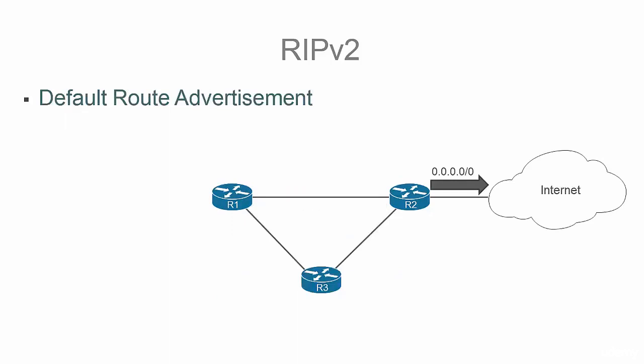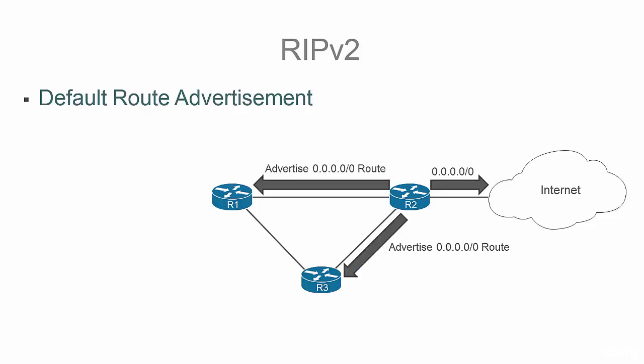Now we're going to take a look at how RIP version 2 advertises a default route into the RIP topology. Every dynamic routing protocol has a different method for advertising default routes. For RIP, to advertise a default route, you simply add the default-information originate command underneath your router RIP configuration.